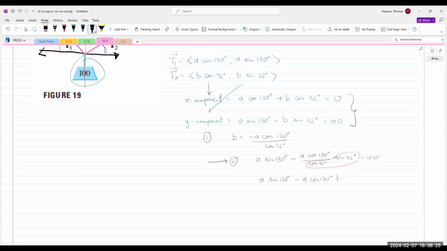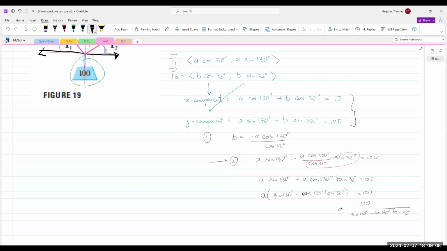That gives us tangent, right? Now I will factor the A out. Cosine 130 degrees, tangent 32 degrees, that equals 100. So factor A is equal to 100 divided by that ugly guy, sine 130 degrees minus cosine 130 degrees tangent 32 degrees.